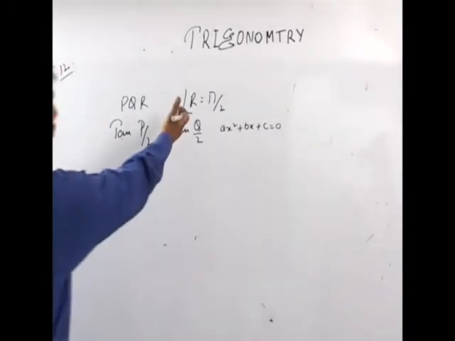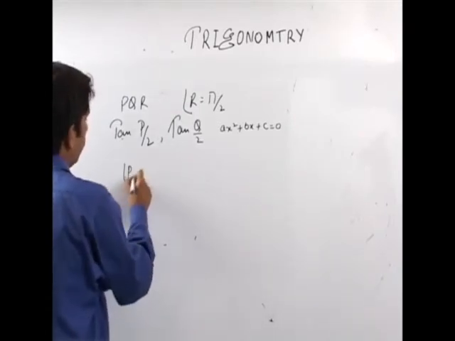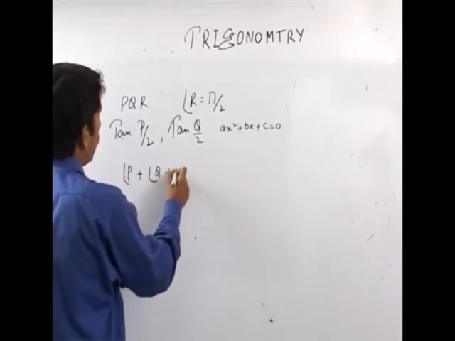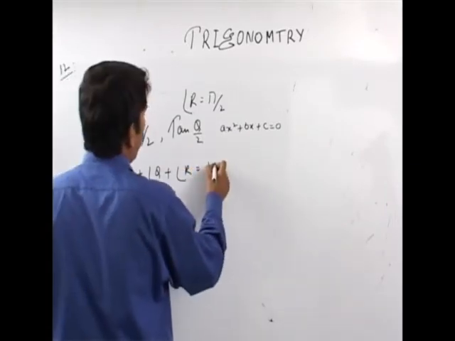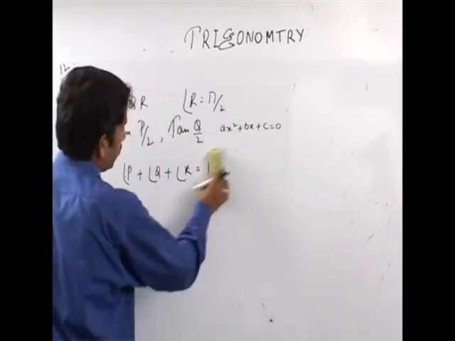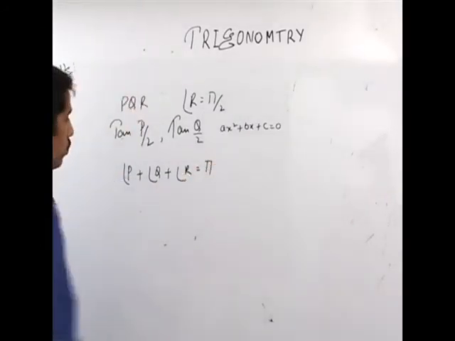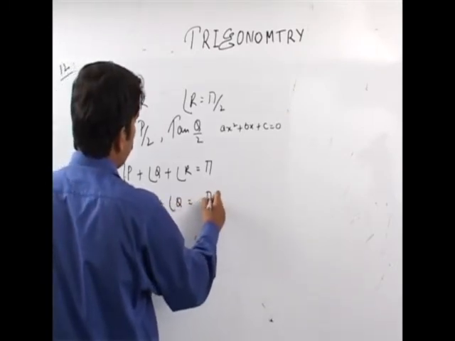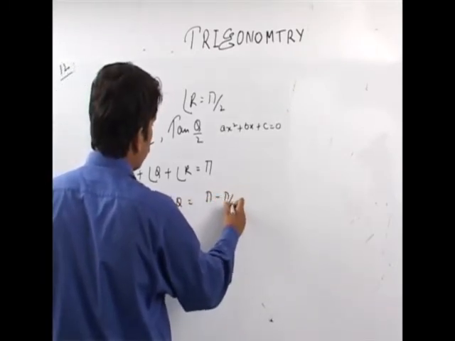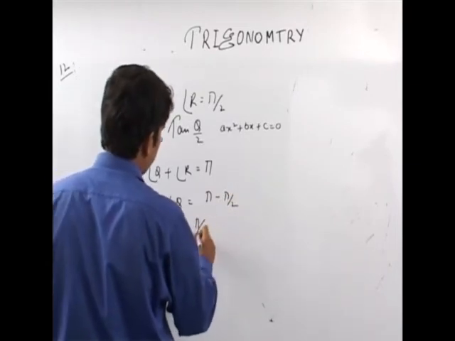Now we are given that angle R is equal to pi by 2, and we know that in a triangle angle P plus angle Q plus angle R is equal to 180 degree, or you can say this is pi. Now since R is equal to pi by 2, that means P plus angle Q is pi minus pi by 2, which again is equal to pi by 2.